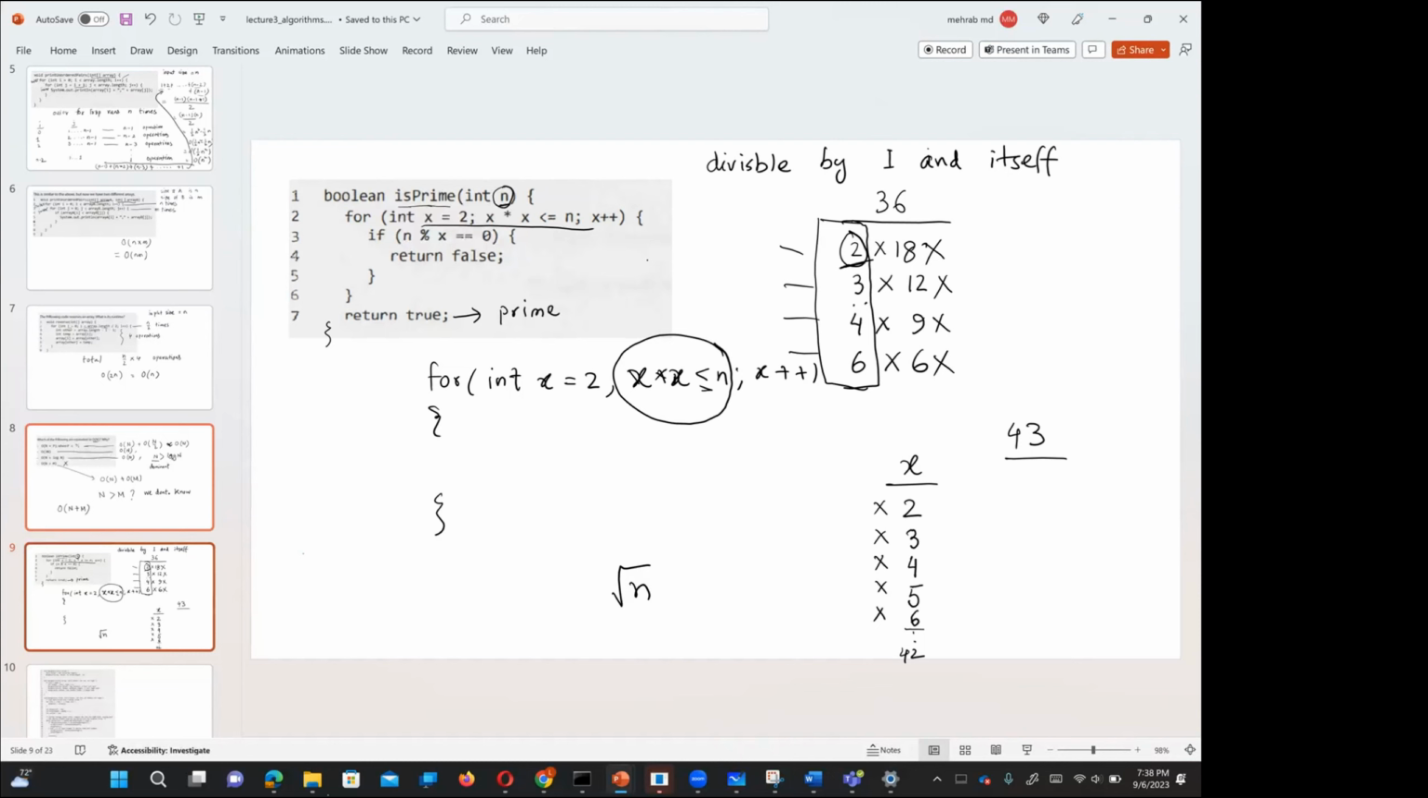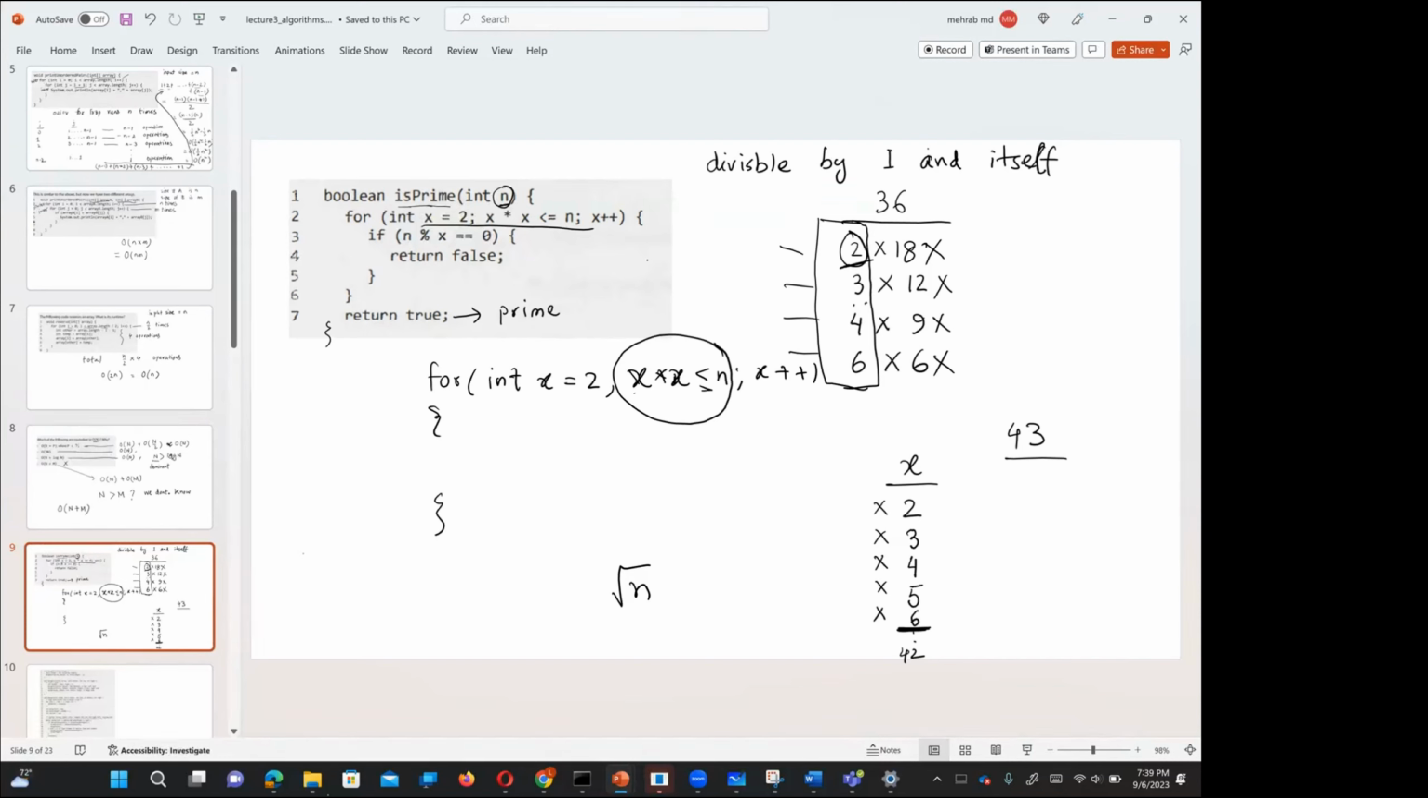Because if 43 was divisible by anything from 7 to 42, that would have been checked here already. Okay? Everyone got what I'm trying to explain? Yes, sir. Okay, if anyone is confused, just let me know. I will try to give you one more example. Yes, is it clear? So that means I don't need to keep on trying until 42. I can just stop at 6.